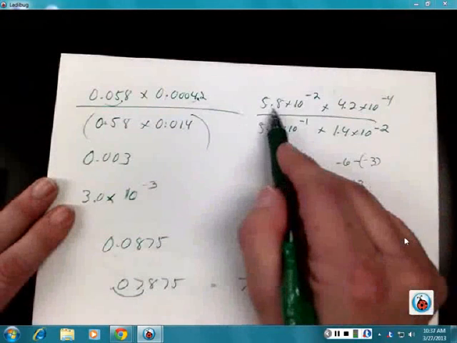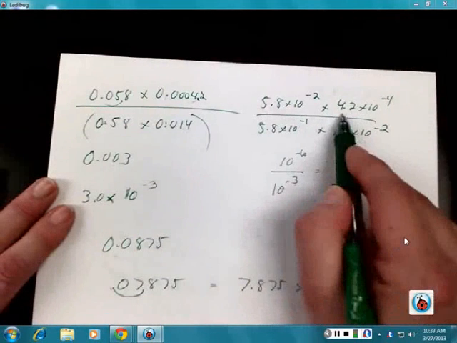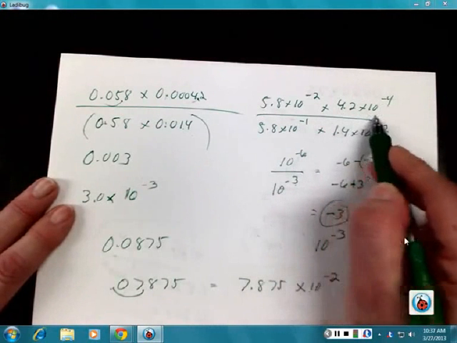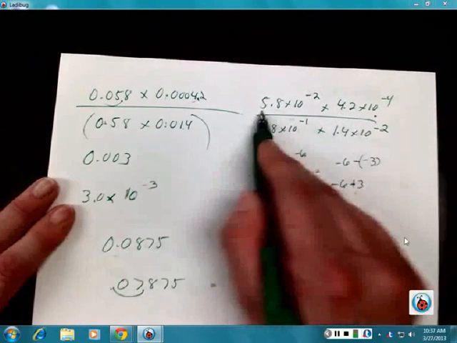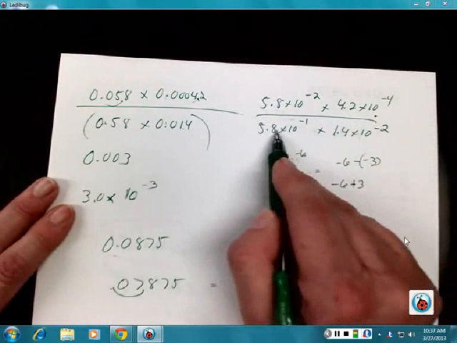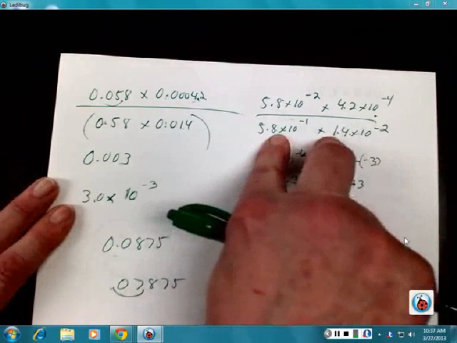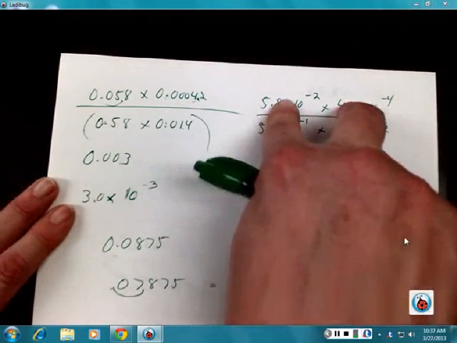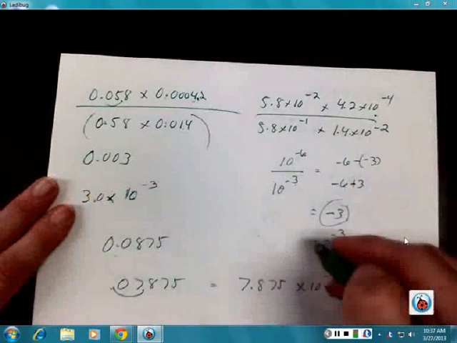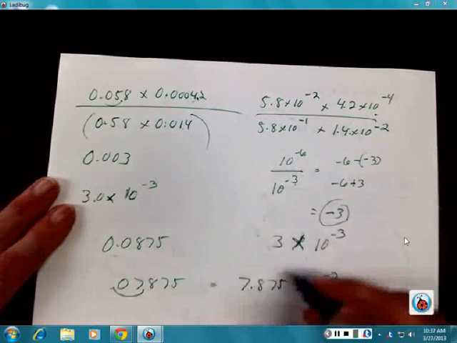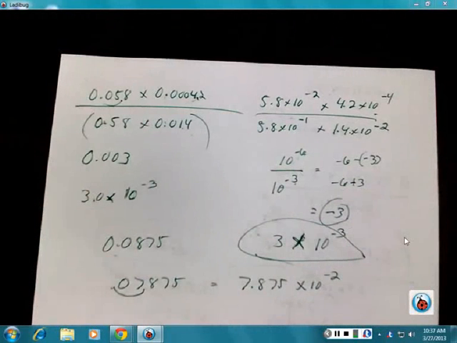Then I went 5.8 times 4.2 on my calculator. Got that answer, hit equals. Then I divided, because that's what the bar means, parenthesis 5.8 times 1.4, because this multiplication has to happen before it divides the top. Right. And then when I did that, I ended up coming up with 3. So my answer comes out to be 3 times 10 to the -3rd.